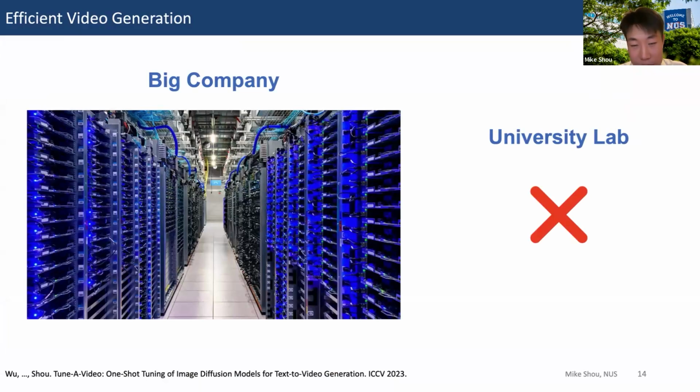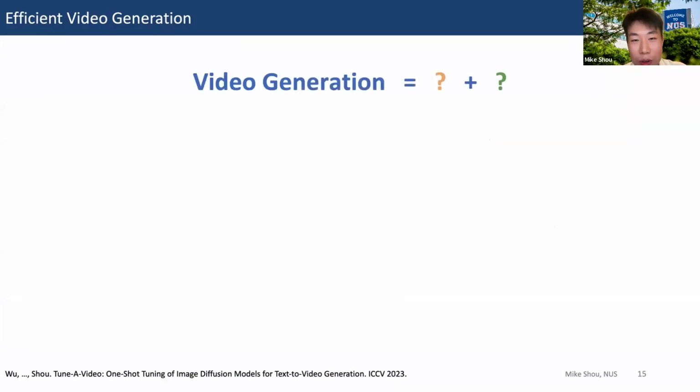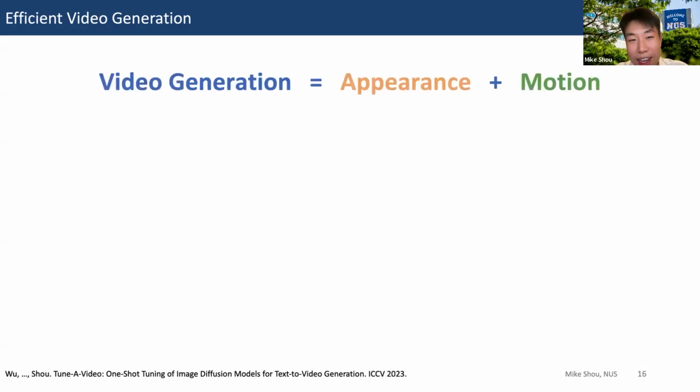So this pushed us to think deeper about the question of what might be the minimal thing that we want to learn for video generation. Any quick guess about what video generation consists of? A quick guess we had at that time is that it could be a combination of appearance and motion. Essentially, if we already have an image generated, then the only thing left for video generation is to inject motion to make it move.